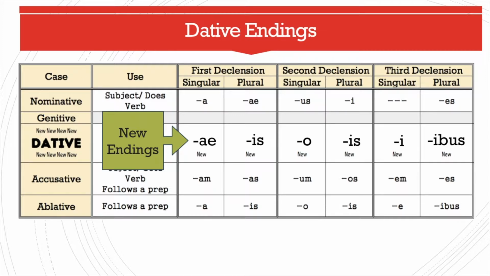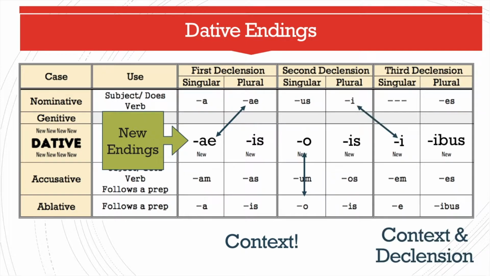And I know that some of these look kind of familiar because the AE is both in the dative, the genitive too, and then the nominative plural. And the second declension has that O in two places. And those you're just going to know from context, and we'll get some examples of that later.